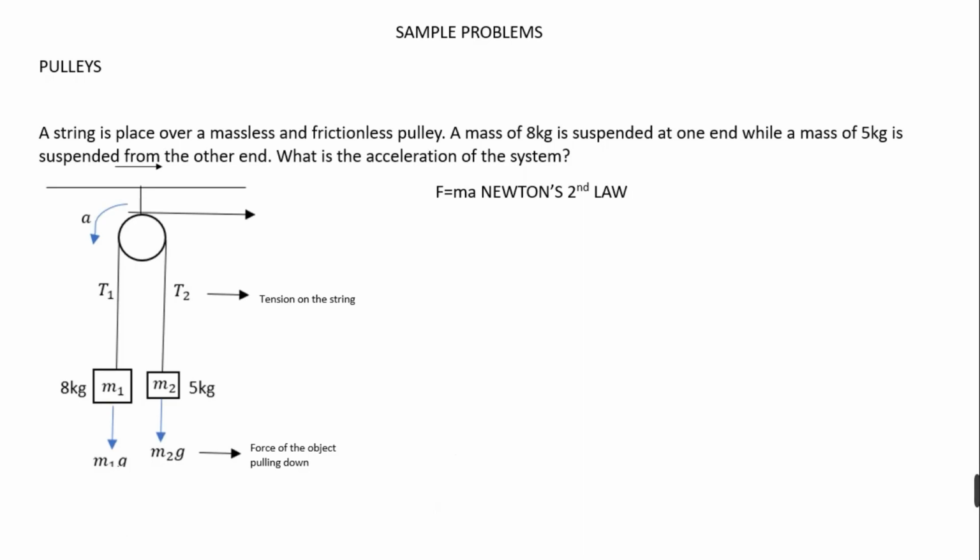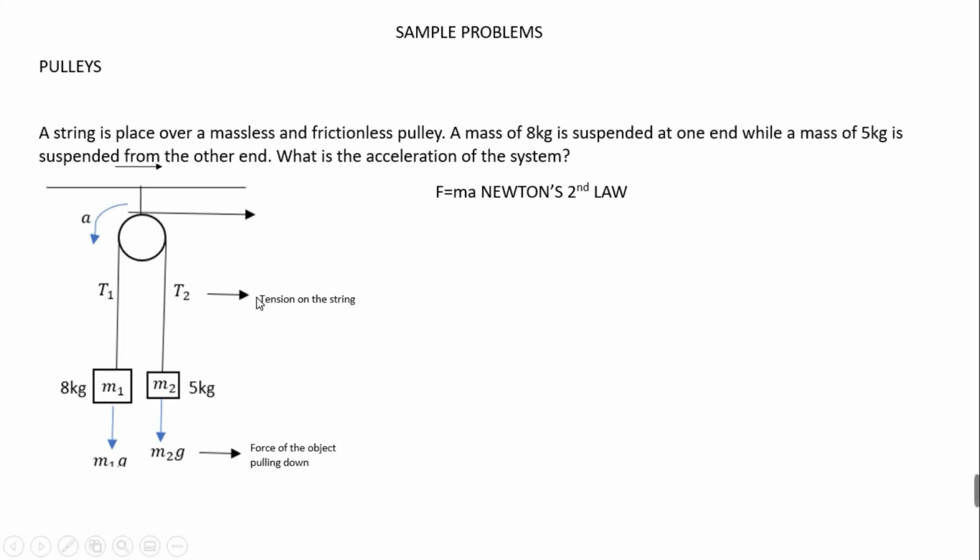In this example, we're going to find the acceleration and the tension of a pulley. A string is placed over a massless and frictionless pulley. A mass of 8 kg is suspended at one end, while a mass of 5 kg is suspended from the other end. What is the acceleration of the system?